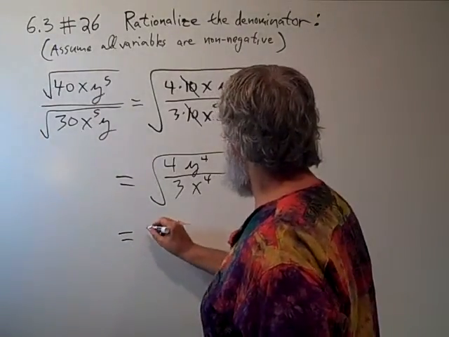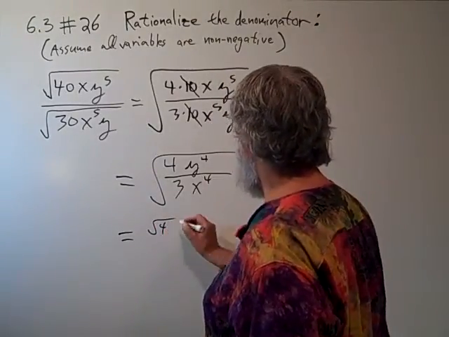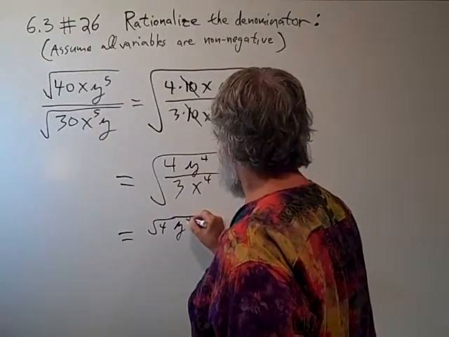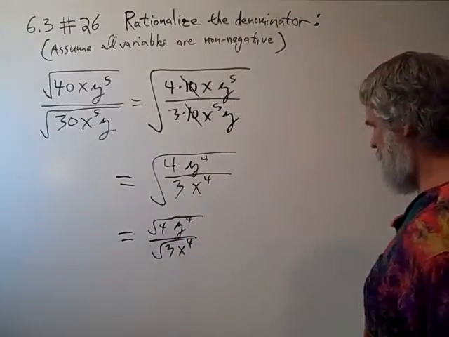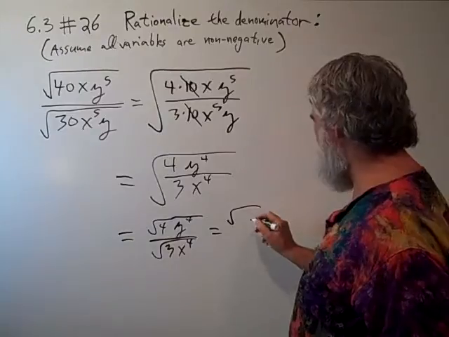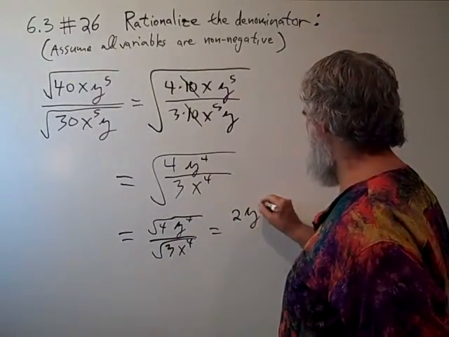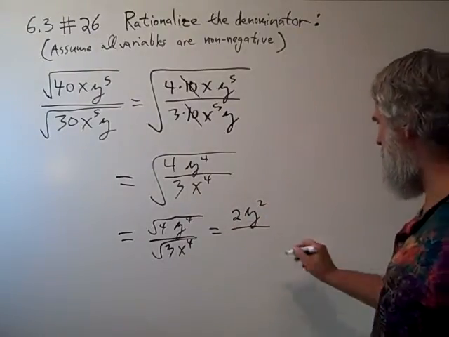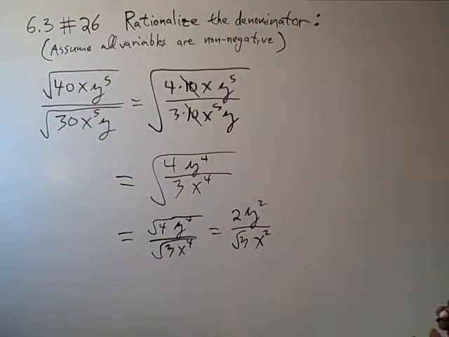So this is equal to the square root of 4, if we break it up, the square root of the numerator divided by the square root of the denominator. So the square root of 4y to the fourth is 2y squared. And the square root of the denominator is the square root of 3 times x squared. So all that's left in terms of radicals in the denominator is that square root of 3.